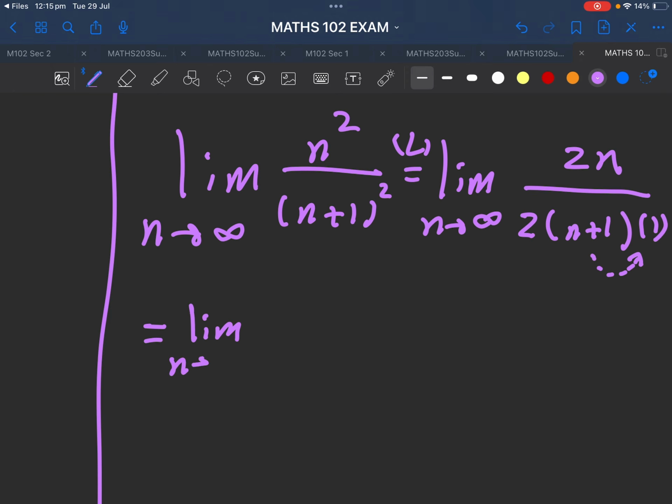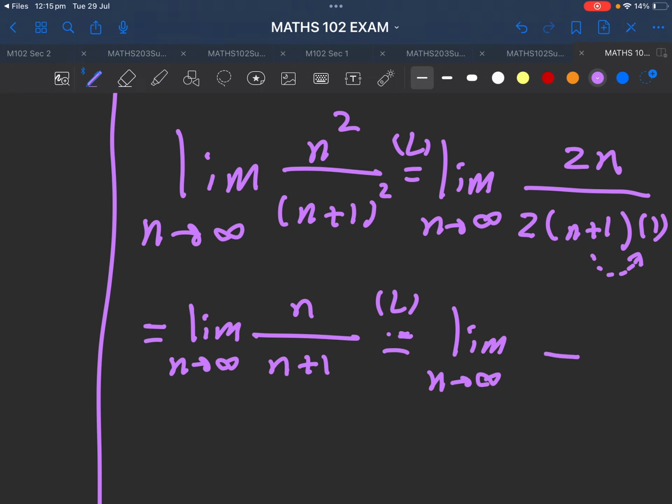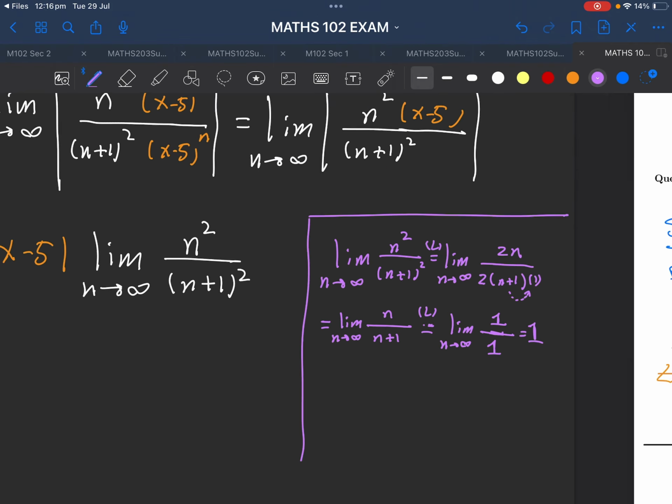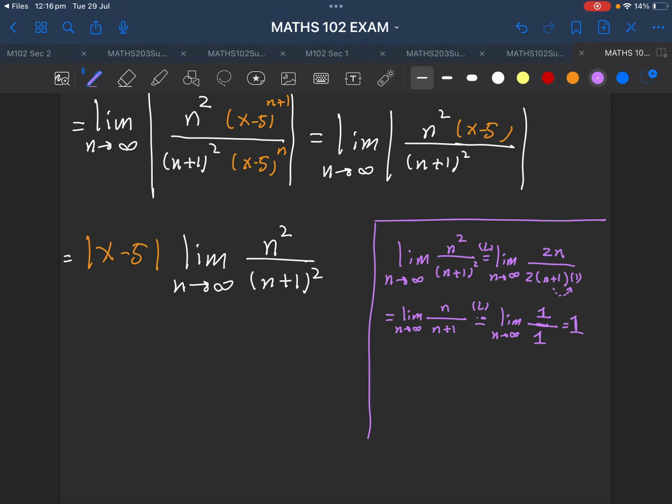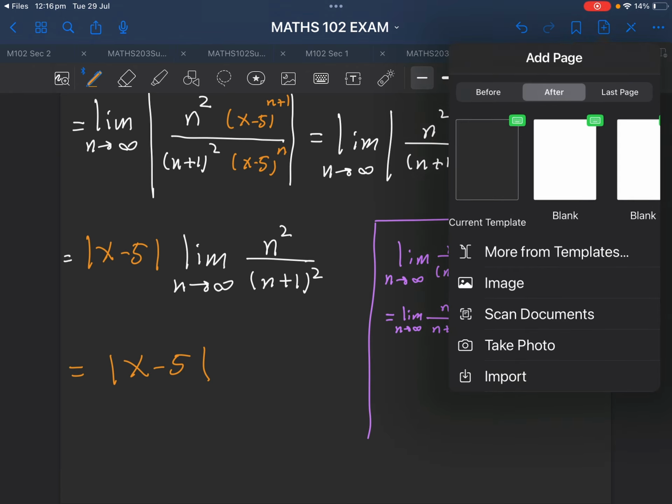If we do that, there will be cancellation of the 2 and the 2, so we get just n over n plus 1. Now, again, use L'Hopital. You will end up with 1 over 1, so the answer would be just 1. So finally, the final answer will be absolute value of x minus 5. What shall we do with x minus 5? We go to the next page.